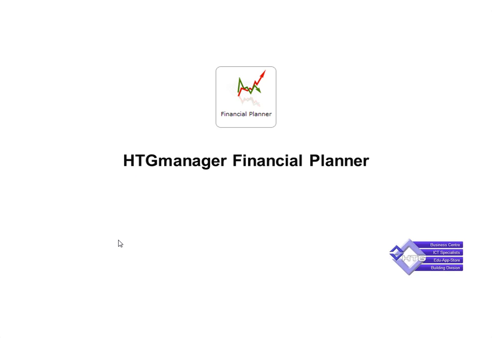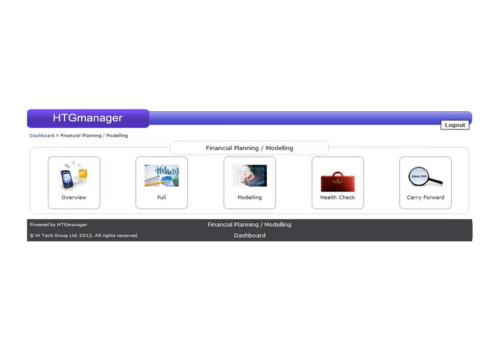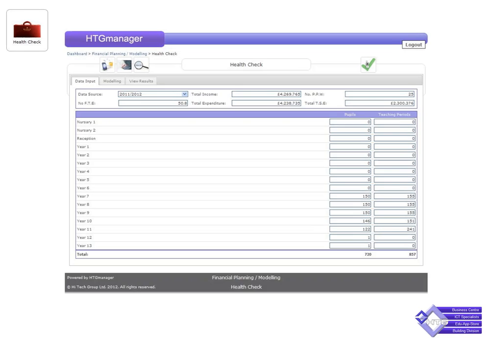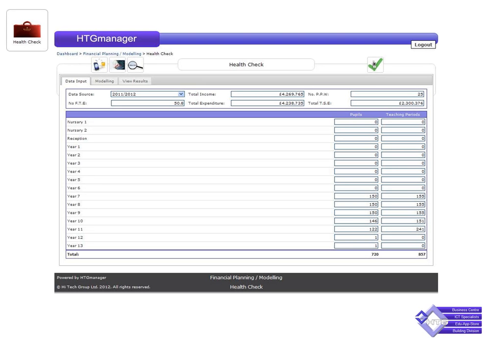The subject of this particular video is the Health Check, a component of the HTG Manager Financial Planner. From the main financial planning menu, select Health Check, which will present you straight away with the data entry screen. Now this is a very simple screen to enter, and it will take between 10 and 15 minutes absolutely maximum once you've got the data to hand. Information you should have readily available at any time.